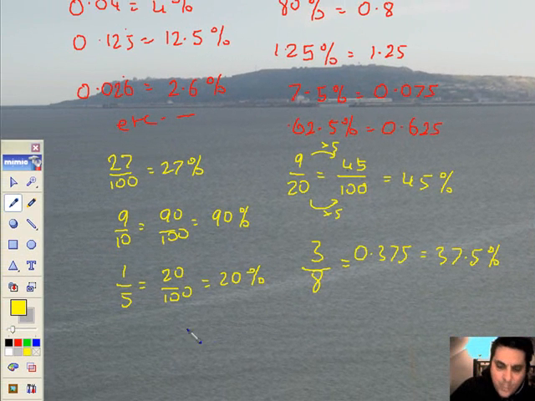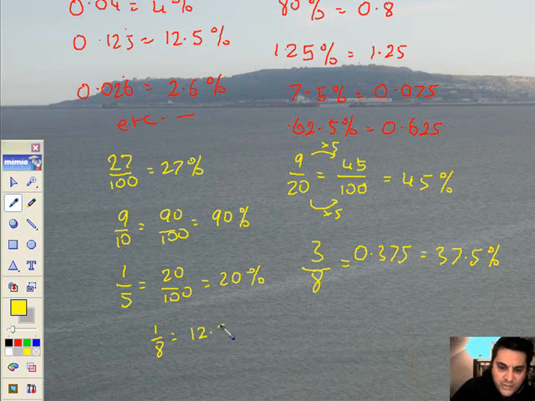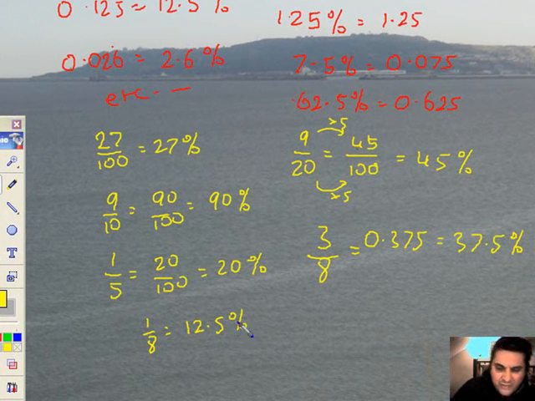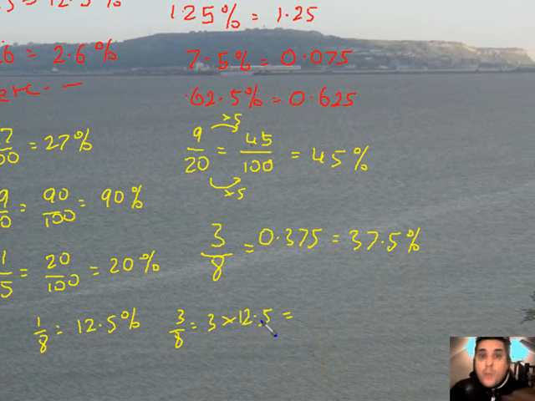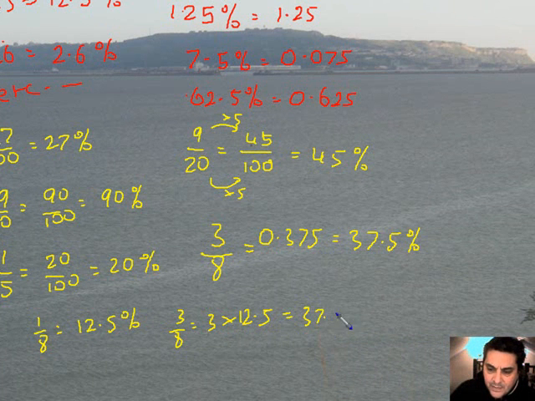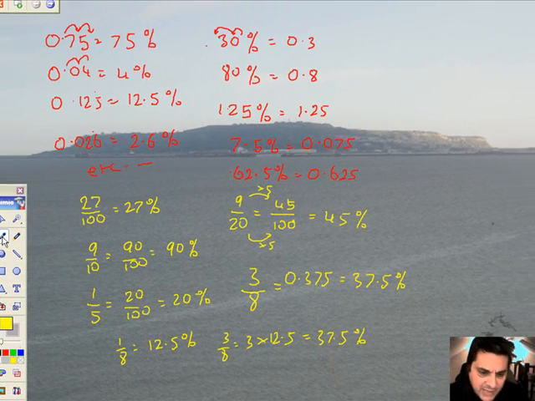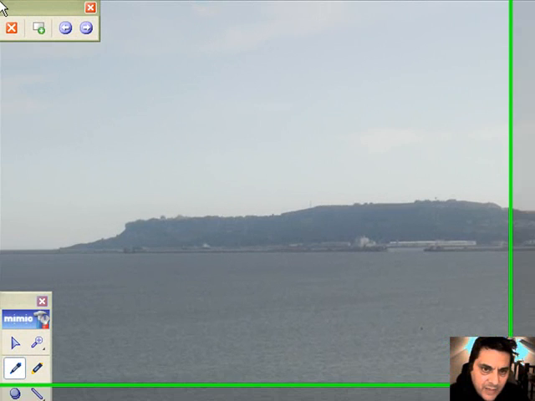Now I could have done it this way. I know that 1/8 is 12.5%, because I remember that one. So 3/8 has got to be 3 times as big as that. So 3/8 will be 3 lots of 12.5, 3 12s are 36, 3 halves, it's an extra 1.5, altogether 37.5%. Right, just change page, go that way.